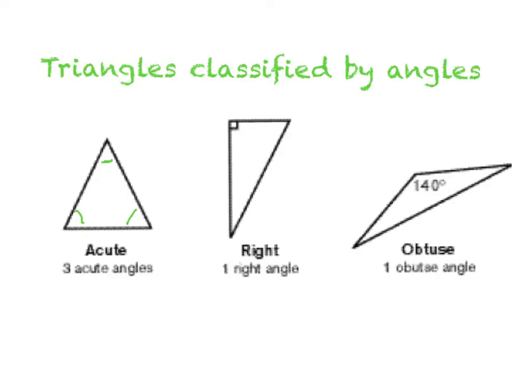A right triangle, these 2 angles are less than 90, but our third angle is a right angle, which is 90 degrees, and so this makes it a right triangle. And then for our last one, these 2 angles are less than 90, but our third angle is 140 degrees. That's an obtuse angle. So an obtuse triangle has one angle that's greater than 90 degrees.